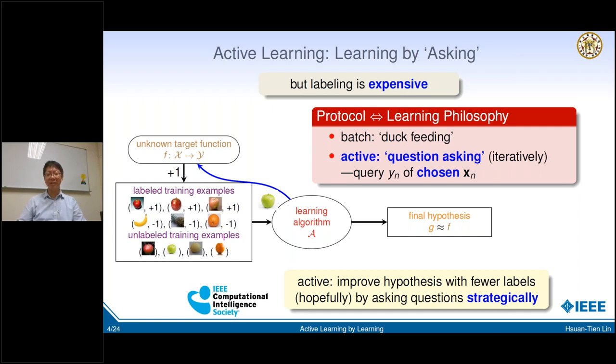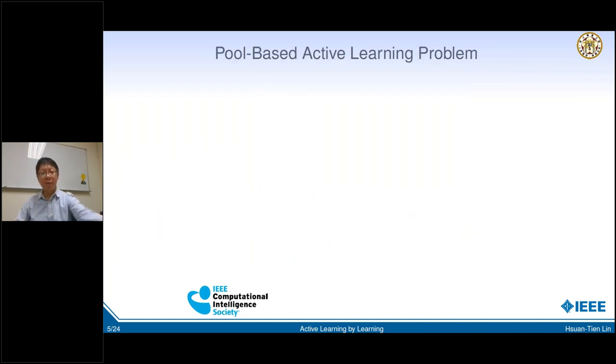Each learning algorithm can really decide to use whatever strategy to improve the learning performance more efficiently. And that's active learning, learning by asking, not just passively sitting there waiting to be fed with data, but actively asking for the labels of those data to improve the learning performance. More formally speaking, we will be talking about pool-based active learning algorithms here.